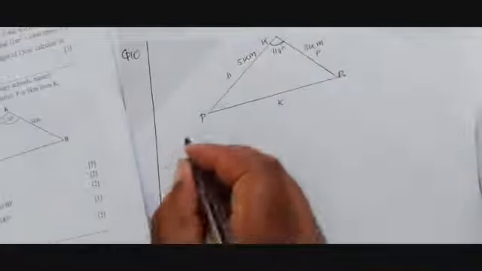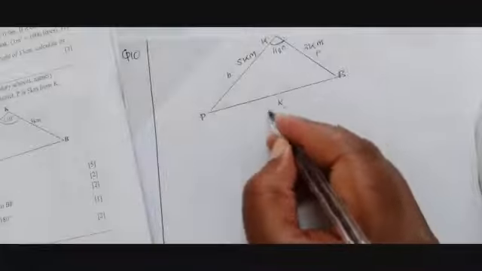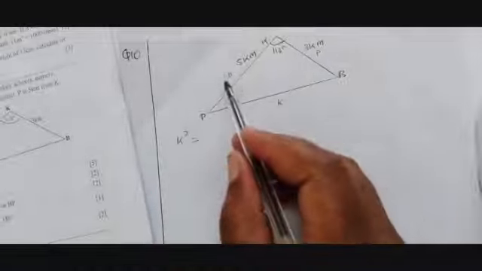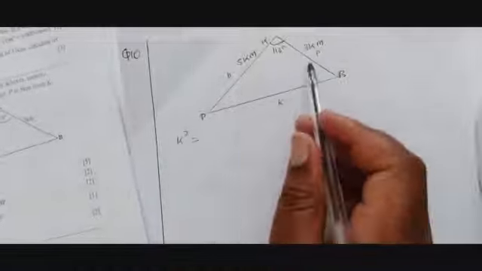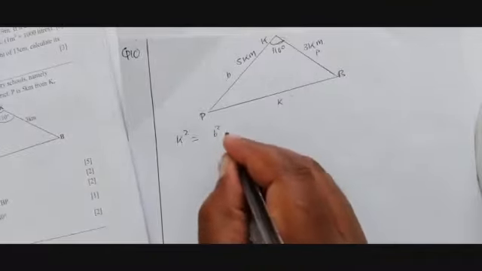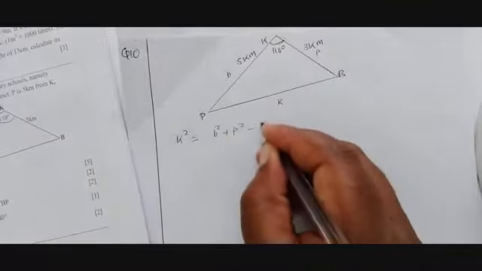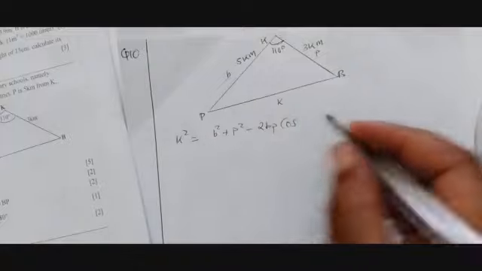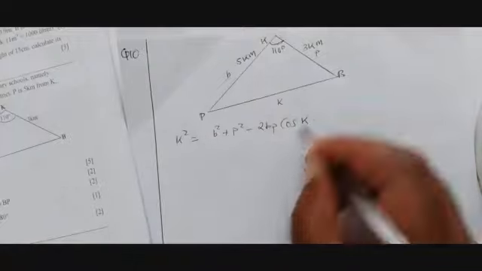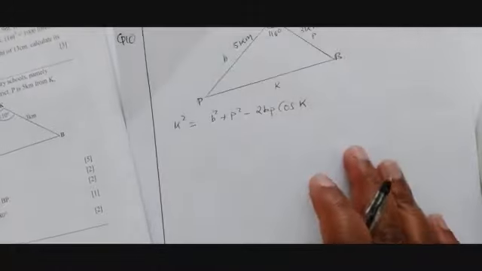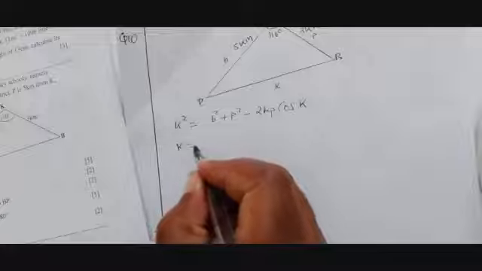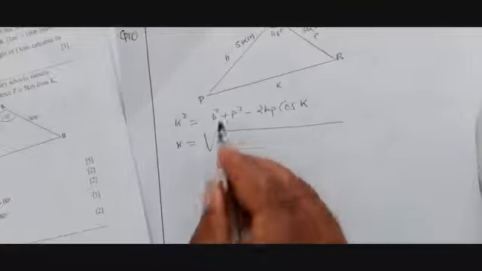What does it state? The side we want to find, we square it. Say k squared is equal to, which two sides are remaining? b and p, alright? So you say b squared plus p squared minus 2bp cos of the angle that we have been given, cos k. So now you're going to say k is equal to the square root of this.